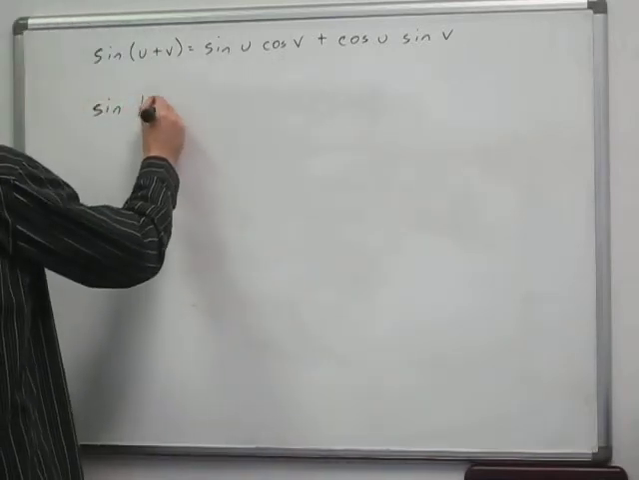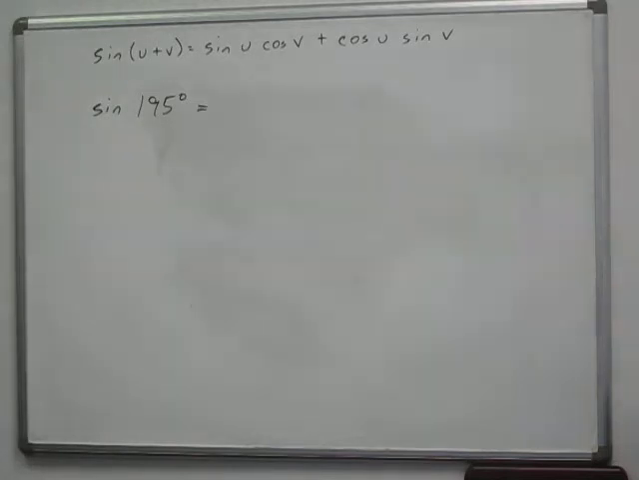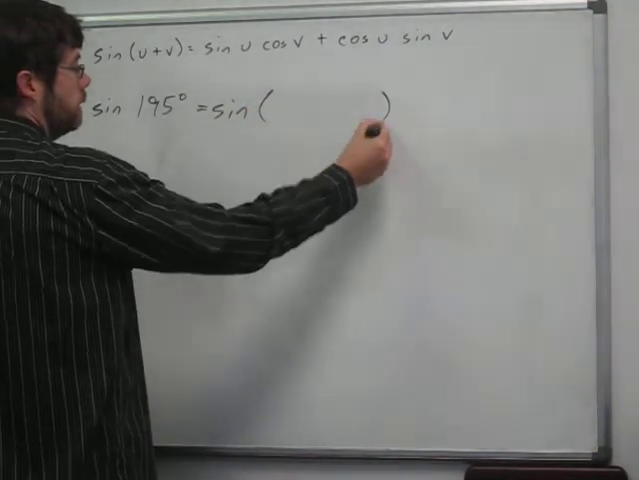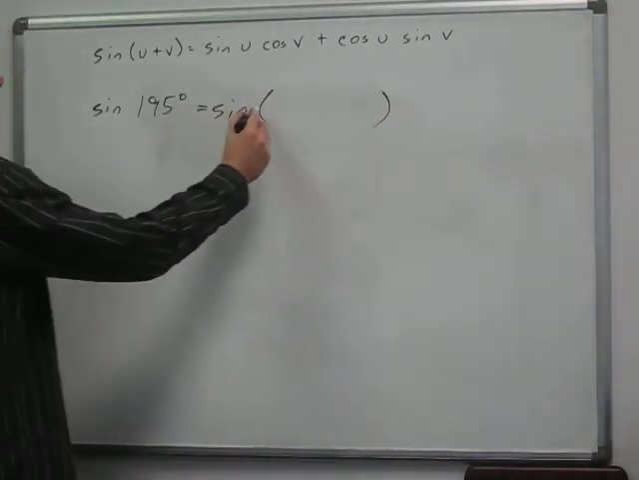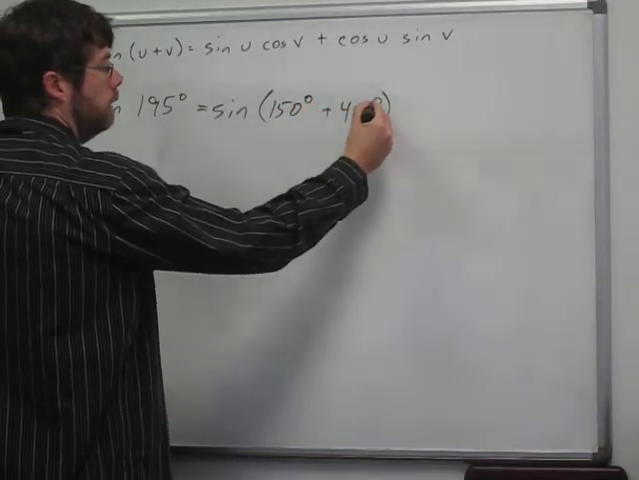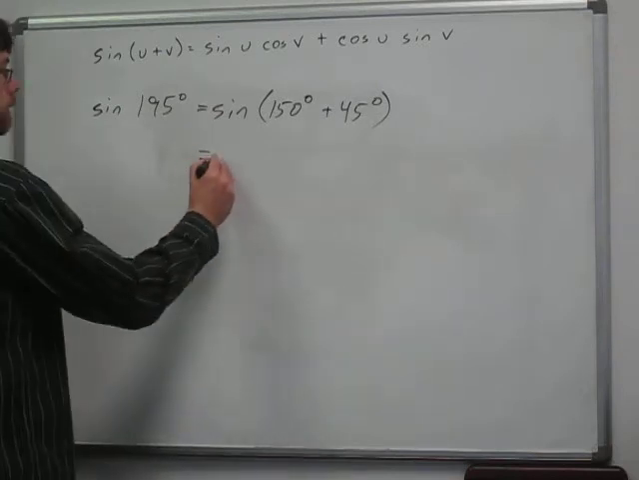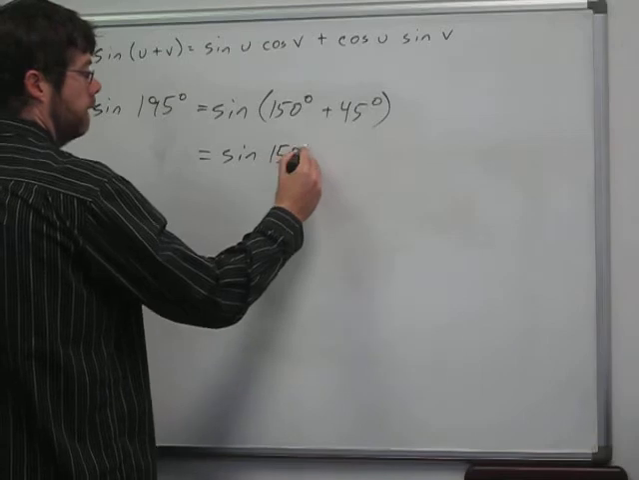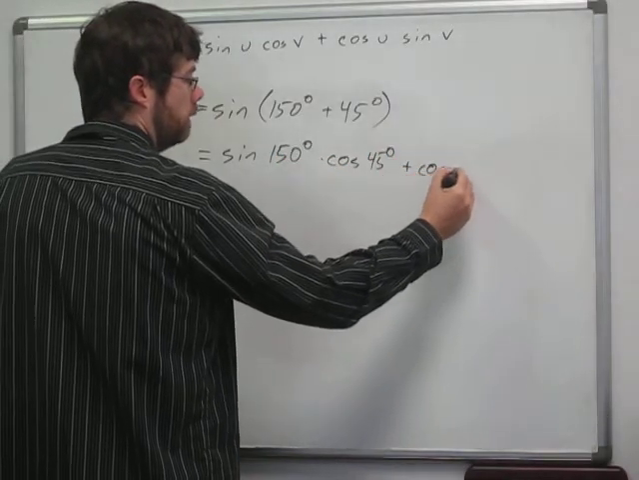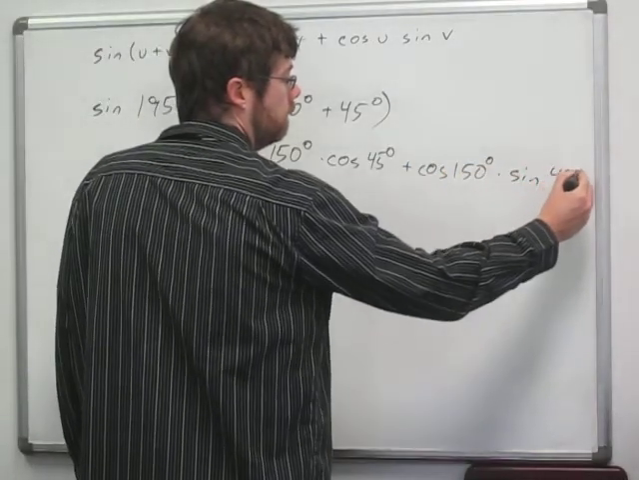I want the sine of 195 degrees. Right. So I can write this as the sine of two angles, where one is a multiple of 30, 150, and the other, let's just use 45 degrees. Right. Use the formula. So the sine of 150 times the cosine of 45 plus the cosine of 150 times the sine of 45.